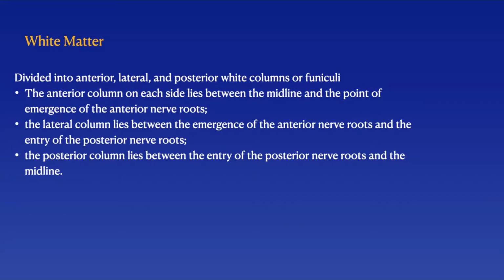The white matter. This is divided into anterior, lateral, and posterior white columns or funiculi. The anterior column on each side lies between the midline and the point of emergence of the anterior nerve roots. The lateral column lies between the emergence of the anterior nerve roots and the entry of the posterior nerve roots. The posterior column lies between the entry of the posterior nerve roots and the midline.